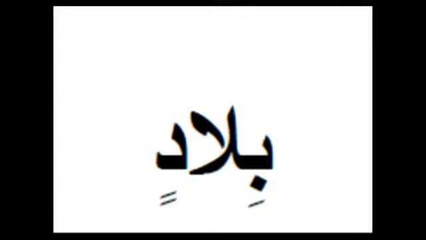The third word, biladin. And here the double kasra in, biladin. And here the lam followed by the alif symbol, like this. We said when there's a lam and alif, it's represented and written like this. La, biladin.